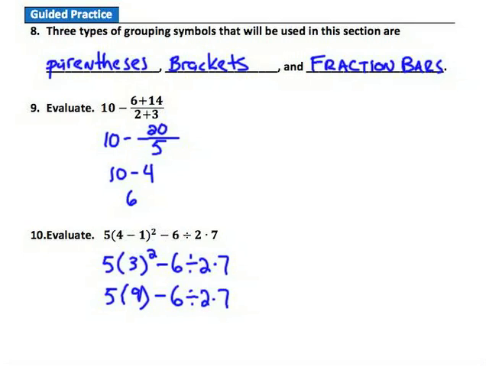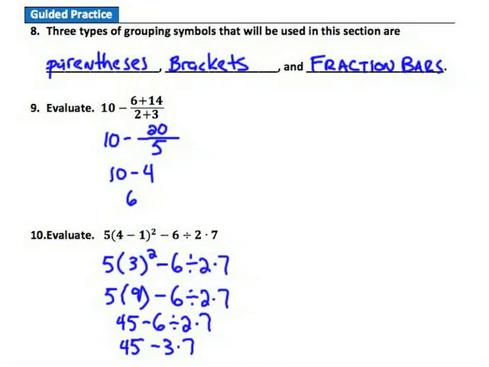So now in my expression, I have multiplication, subtraction, and division. Well, multiplication and division are going to come next, but I want to do the one that appears first, and the 5 times 9 appears first, working left to right, so I'm going to get that answer first. That's going to give me an answer of 45. The next multiplication or division to appear is 6 divided by 2, so I'm going to get that answer. That's going to give me an answer of 45 minus 3 times 7.